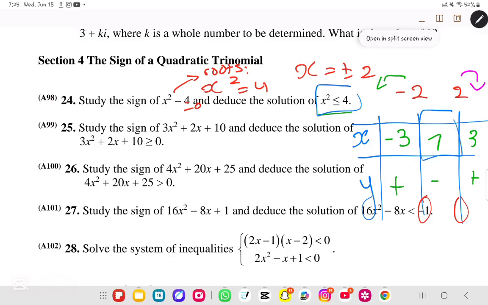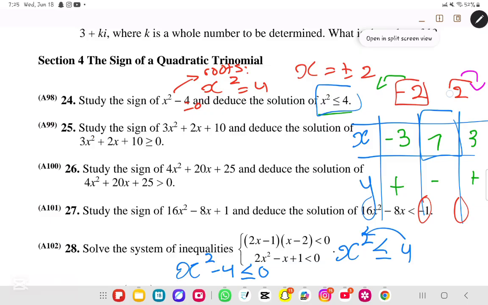So they told us to deduce the solution. That means x squared less than or equal to 4. Move this to the other side: x squared minus 4 less than or equal to 0. When is it less than or equal to 0? It is equal to 0 if it is one of the roots for sure, but it is less than 0, or negative, if it is a digit between minus 2 and 2. So what is the solution? The solution is any value that is equal to or greater than minus 2, and equal to or less than 2.